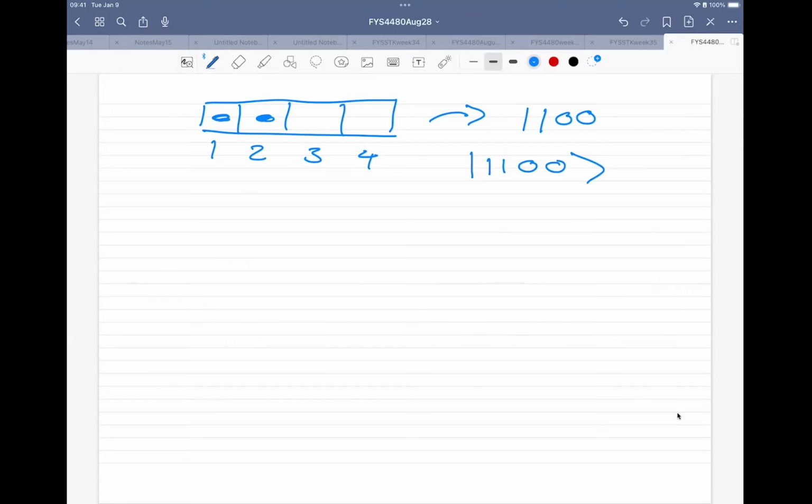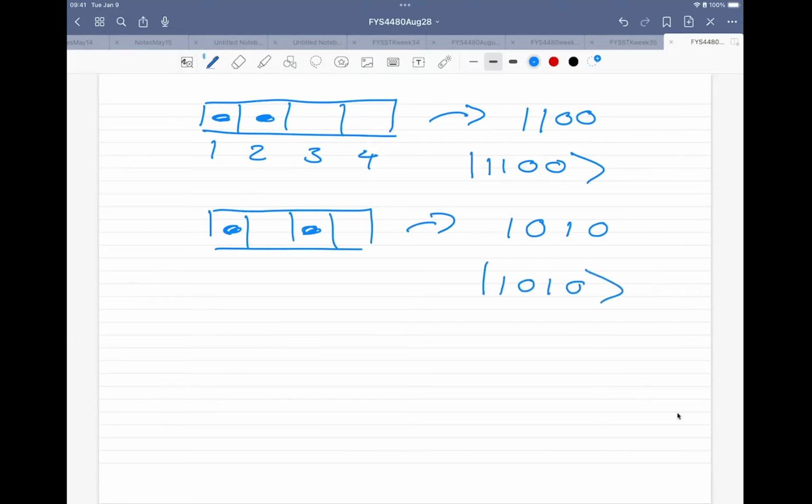If I have another example, I could take this example here, and the other ones are empty. So this would translate into 1, 0, 1, 0, and that gives us a state 1, 0, 1, 0. That could be a way to represent that state. Now, when you have enumerated all these possibilities, you have only 6 possibilities. That means you need to store 6 numbers.